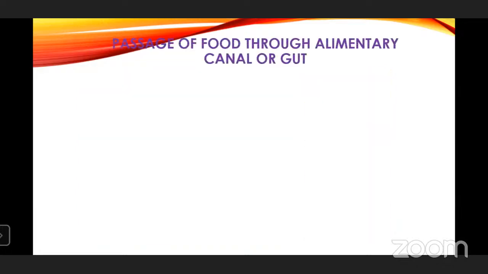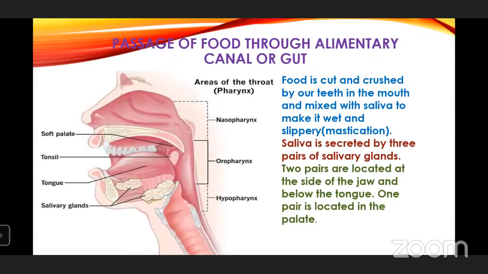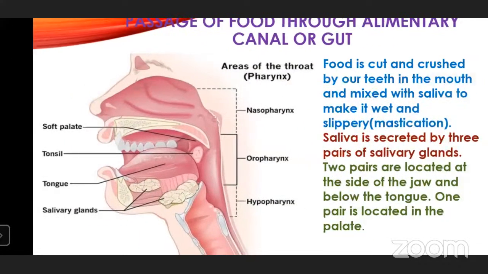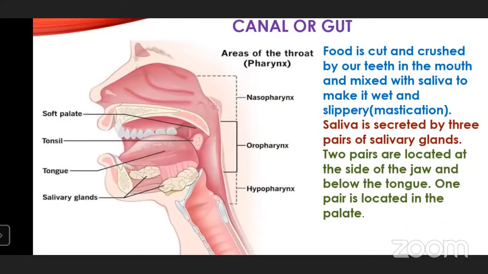Okay, this is the passage of food through the alimentary canal, the gut. Digestion in the human digestive system, some important points, and how nutrition happens in human beings, we already learned. So soft palate and tonsils, tongue. Yes, 3 pairs of salivary glands are there.